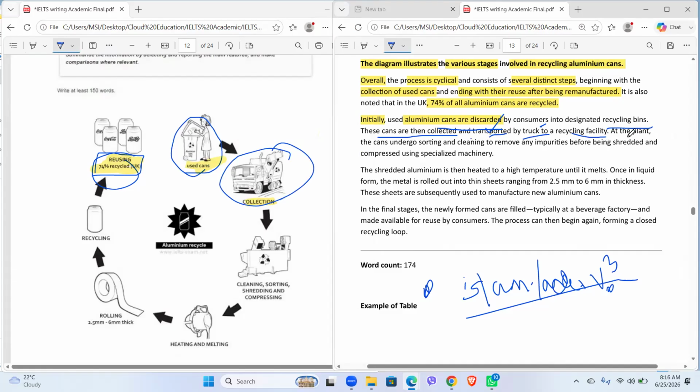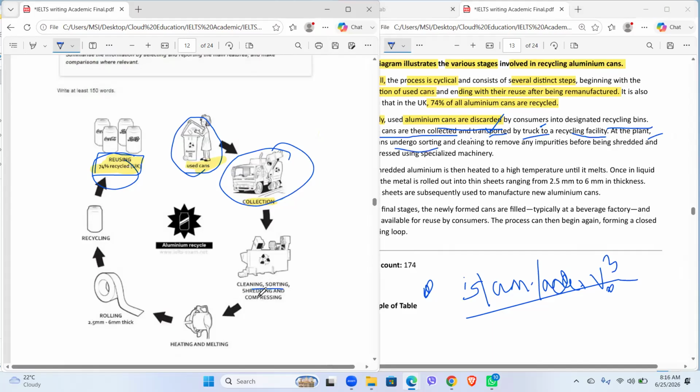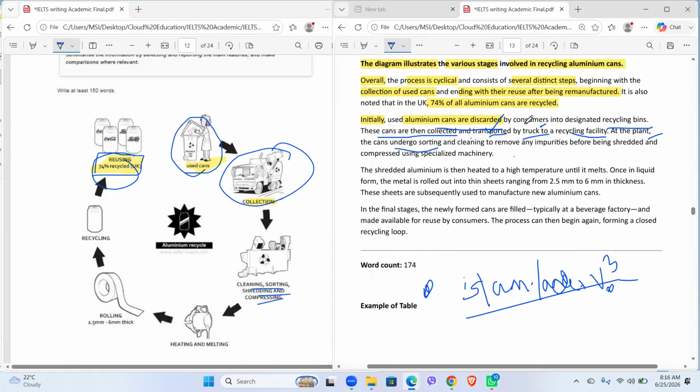At the plant, the cans undergo sorting, cleaning, shredding, and compressing. Sorting and cleaning remove any impurities before being shredded and compressed using specialized machinery.